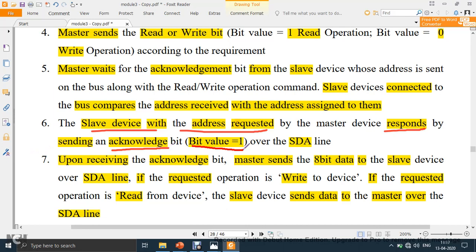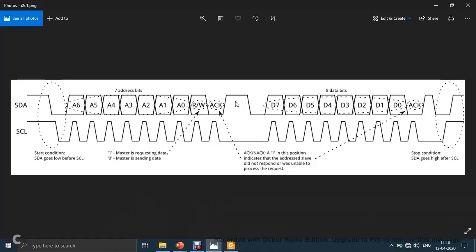What is the bit? Bit 1. It will send a bit 1, which is the acknowledgement bit, on the SDA line. So you can see the SDA line. This is the acknowledgement bit. So this is logic 1. So it sends 1 to the master saying that I have received the address and I am ready to transmit the data or receive the data.